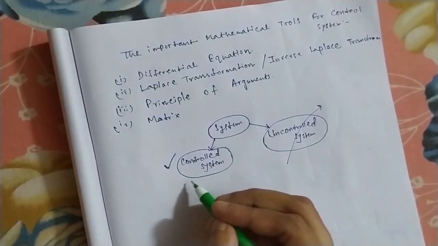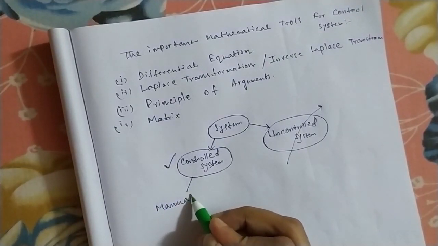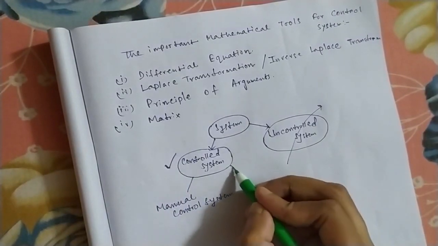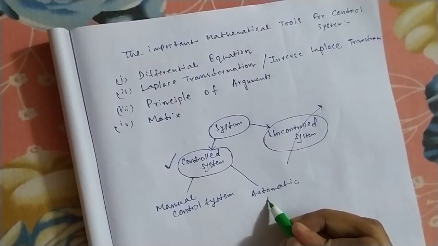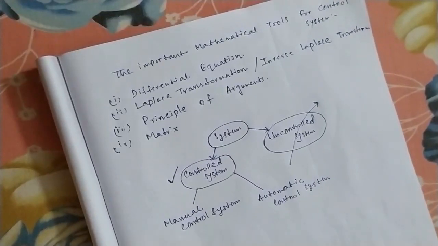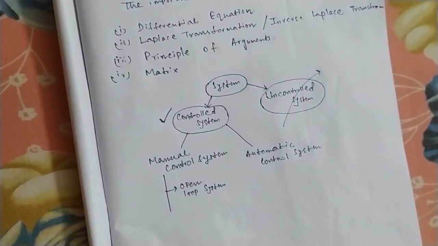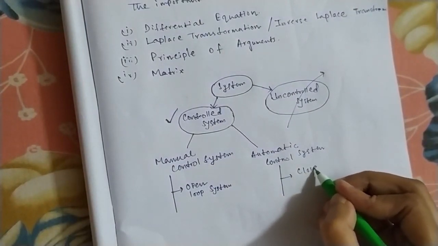And there are two types of controlled system. One is your manual control system, and the other is your automatic control system. We can say the manual control system is the open loop system. Why it is called an open loop system, I will tell you later. And the automatic control system is also known as the closed loop system.